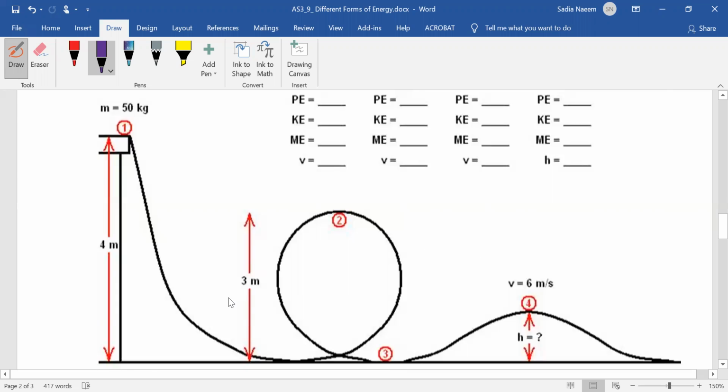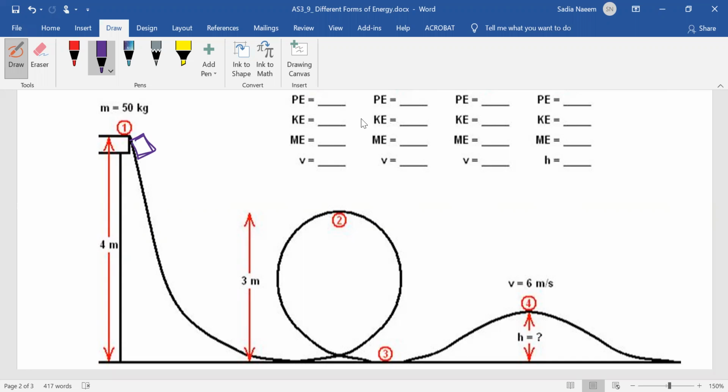So what you're seeing in this diagram is a roller coaster track. A roller coaster car is released from here, and it is at the mercy of gravity. Gravity is the only force acting on it, so it's an internal force. There's no friction in this problem, so there's no external force. It's going to actually start sliding down. It's going to lose height as it slides down.